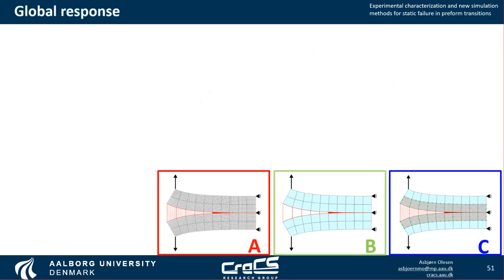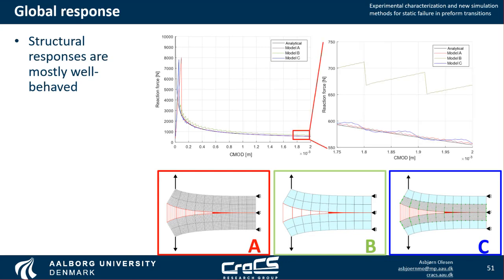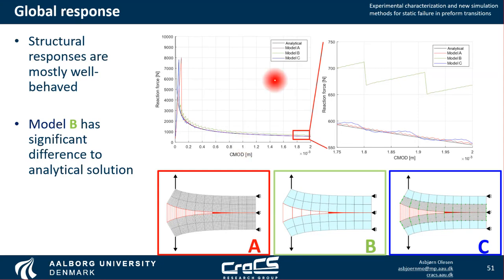If we look at the far-field response at the boundary condition, the structural response is mostly well behaved for all three models. If we zoom in a little bit, however, we can see that the model that is coarsely discretized has significant difference from both the analytical solution and also our two other models. This is, however, expected because it is overly coarse and is thus not expected to be accurate.